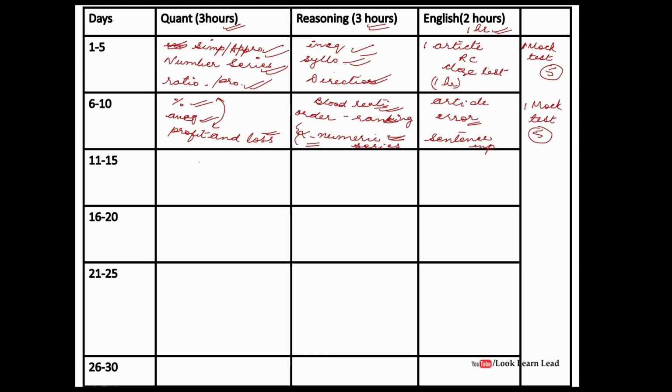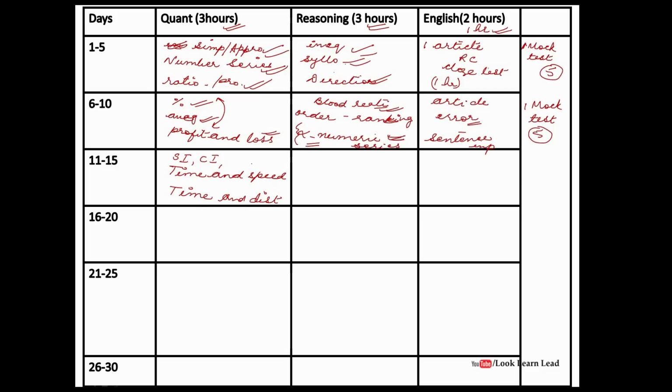Next, move on to the next 5 days, that is from 11 to 15. In 11 to 15, in quant you will be focusing on simple interest, compound interest, time and speed, sorry, time and distance. These are all easy topics.